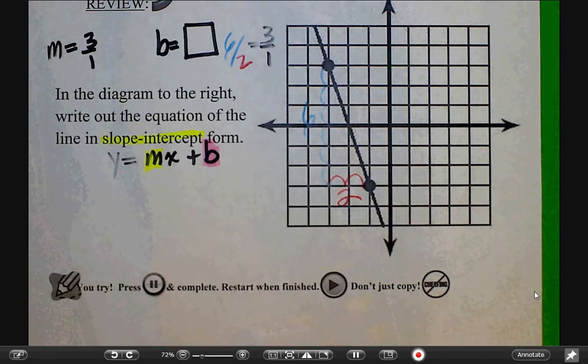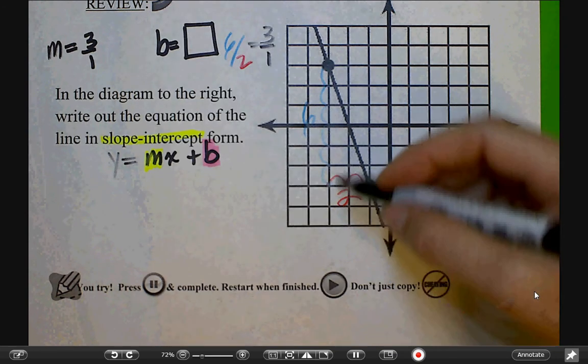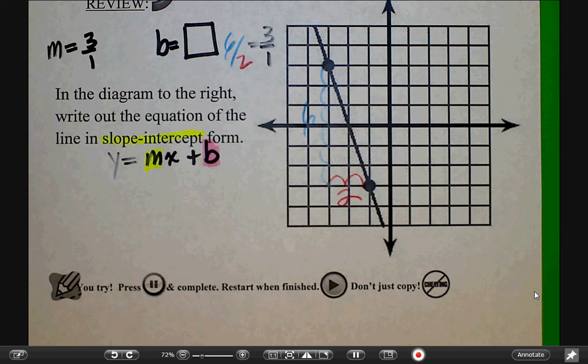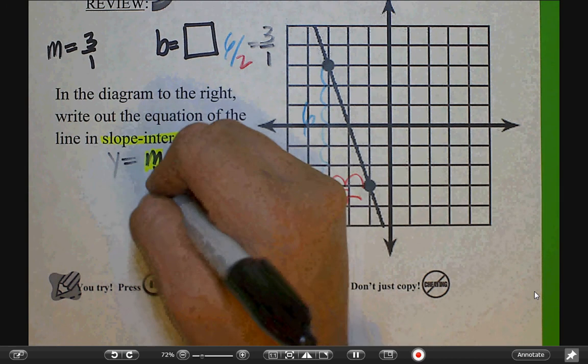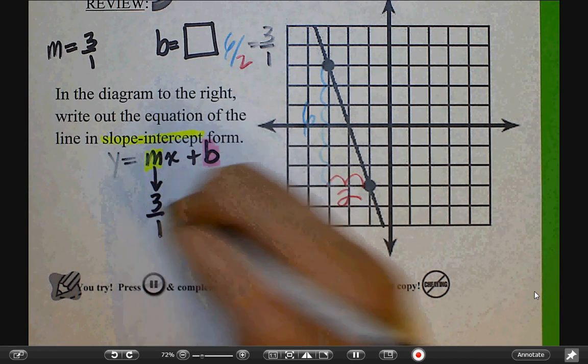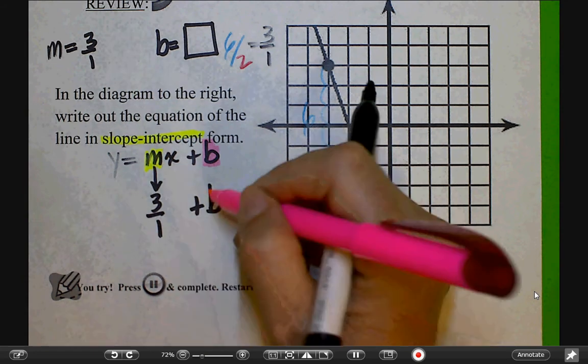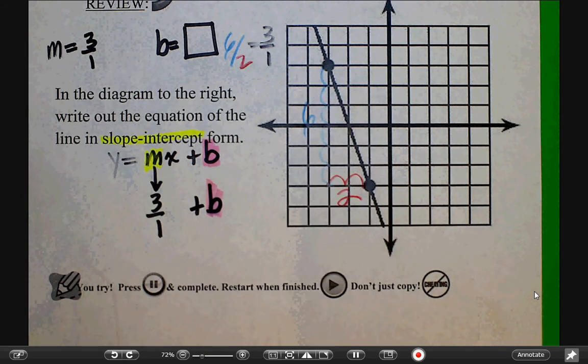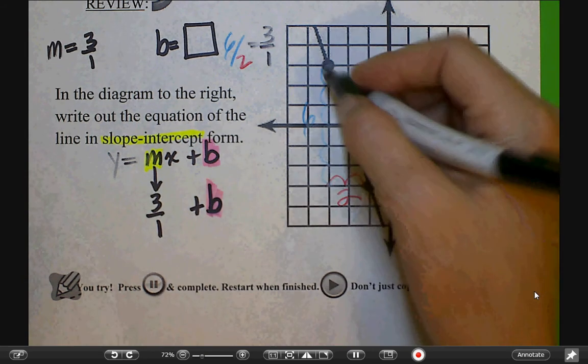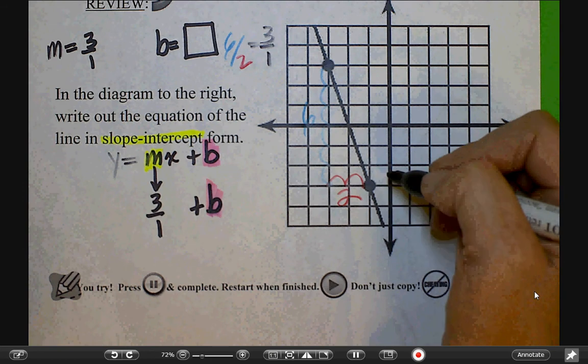Problem is, I still don't know where the line crosses the y-axis, and you can see here it flies off the edge. So we're going to have to do this algebraically and ask ourselves, what else do we know? Well, we know the slope is 3 over 1. That we have. The b, we don't know. Let's look at what we have. We do have 2 points here.